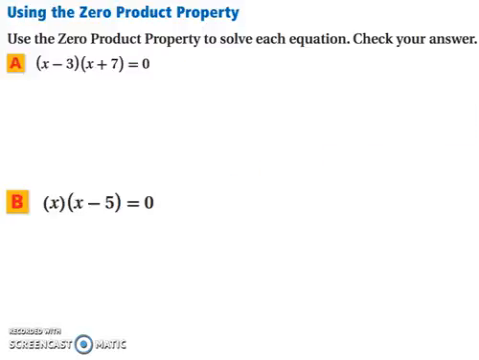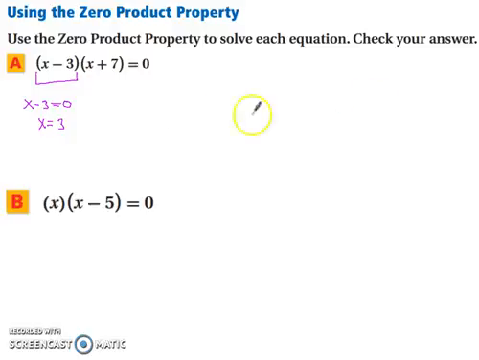Let's practice. We're going to use the zero product property to solve each equation. So when you multiply by 0, then you're going to get a product of 0. So that means we need to set each of these equal to 0. So we have x minus 3 equals 0. When we solve for x, we end up with x equals 3.